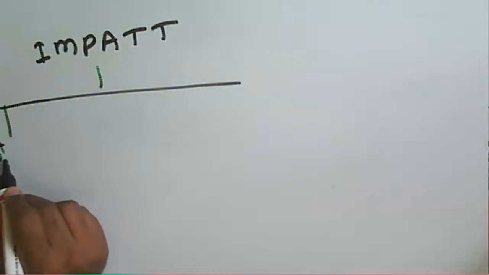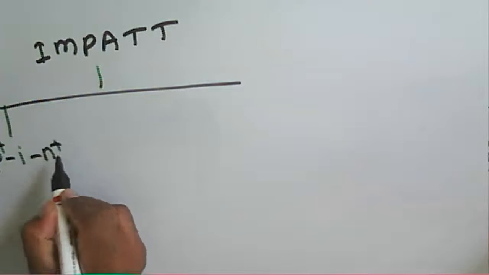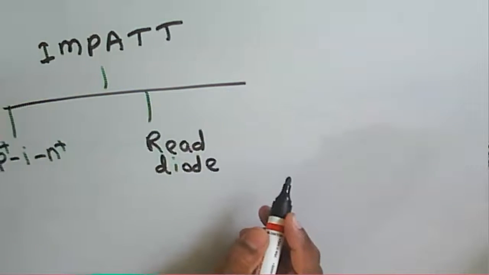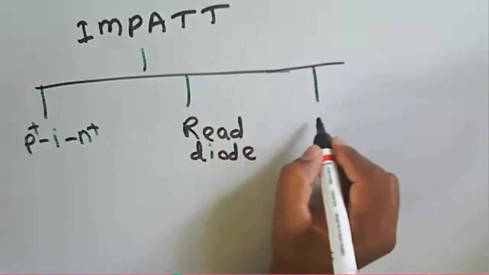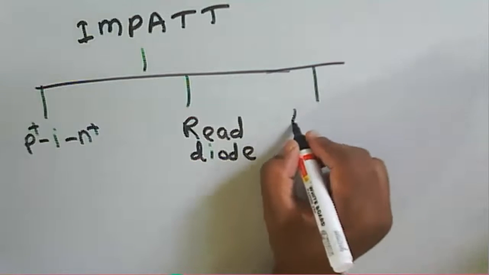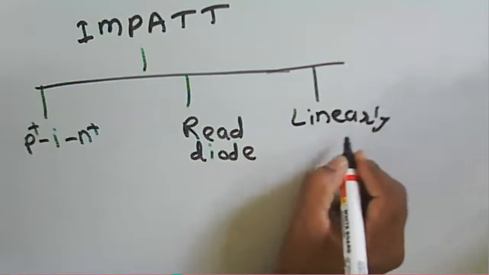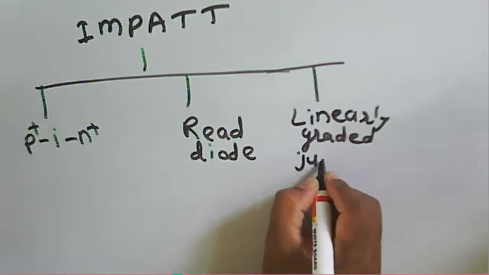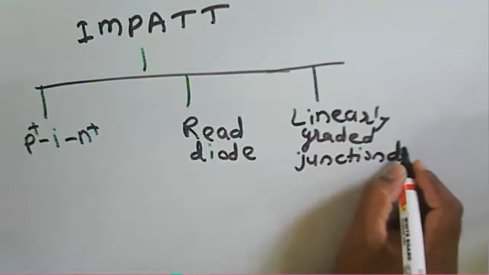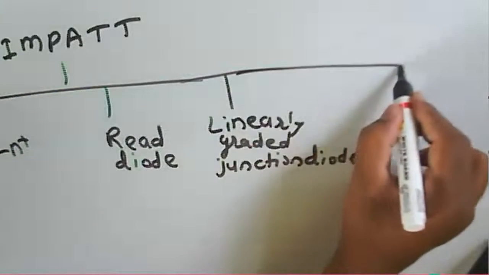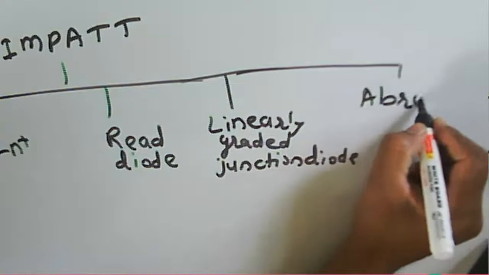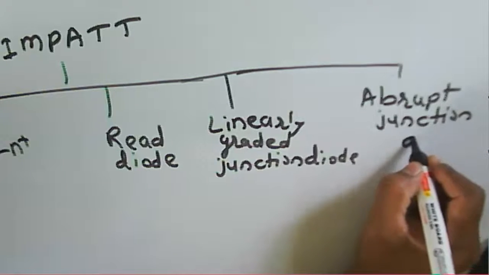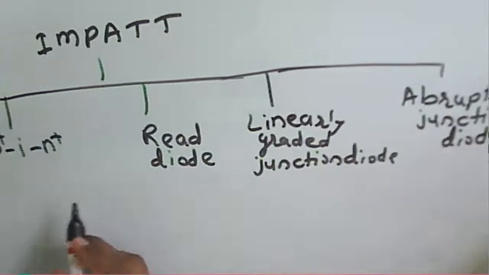We say that a P plus, I, N plus, then the read diode. Okay, then another is the linearly graded junction diode. Then another is the abrupt junction diode. Then this one is the PIN.